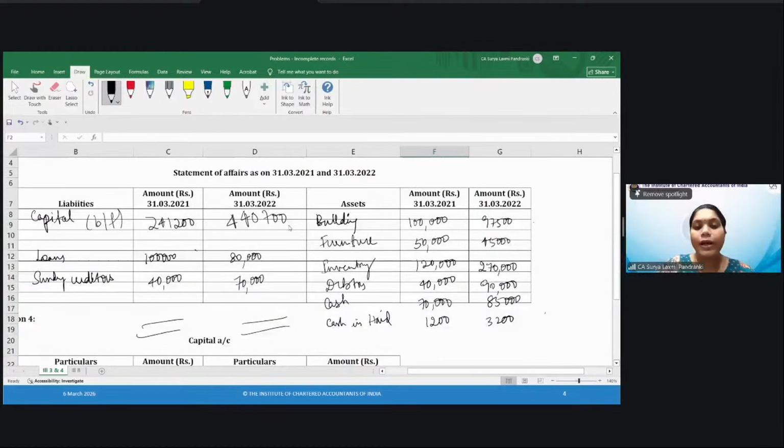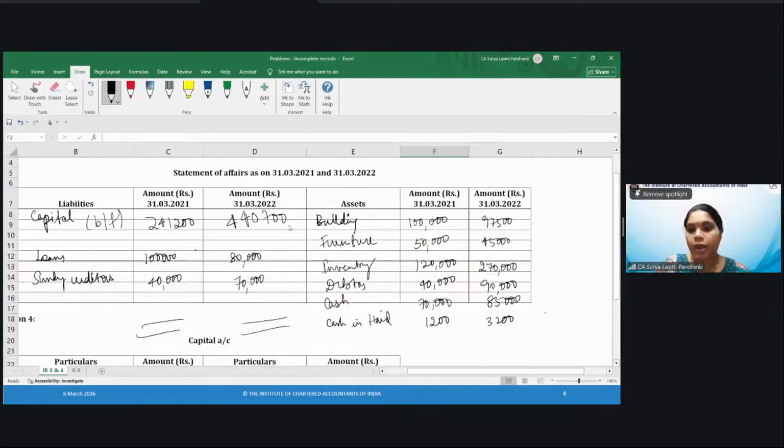Is this clear? Did you understand the difference between this one and the balance sheet? Balance sheet, till now we did so many questions in final accounts. Did we ever take the balancing figure as our capital balance? Did we ever take the balancing figure as our capital balance in the questions that we have done till now?